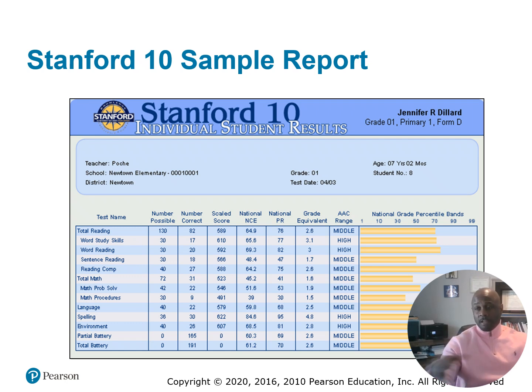Here's an example of how an individual score may present and look, right? As you can see, for each one of those areas, it has a possible score, a number correct, a score calculated, a national NCE, a national PR, a grade equivalent, and an AAC range, right? This really represents and gives an individual how they looked at each one of those different areas or whatnot and how they compare to others, right? So again, even at the side there, you see there's a national grade percentile bands there, right?